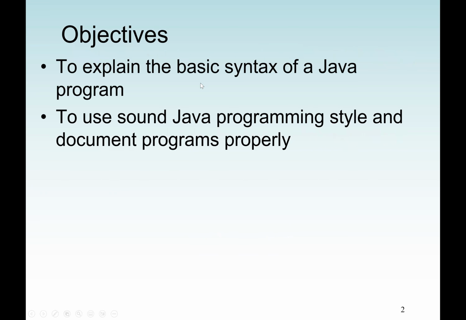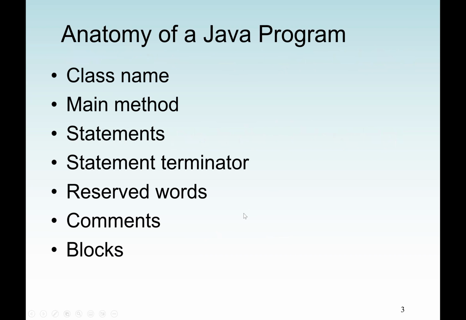Our main objective is to explain the basic syntax of a Java program, also how to use sound Java programming style, and document programs properly. So every Java program or standalone application consists of a class name, the main method, statements, statement terminator, reserved words, comments, and also the blocks.